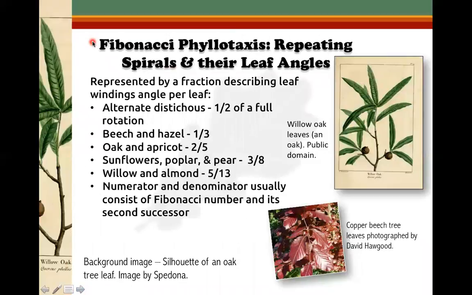Okay, Fibonacci phyllotaxis: repeating spirals and their leaf angles, represented by a fraction describing leaf winding angle per leaf. Alternate distichous is a half of a full rotation. Beech and hazel can be a third of a rotation. Oak and apricot, 2/5. Sunflowers, poplar, pear can have 3/8 of a full rotation. Willow and almond can have 5/13, and of course the numerator and denominator of these fractions usually consist of a Fibonacci number and its second successor.